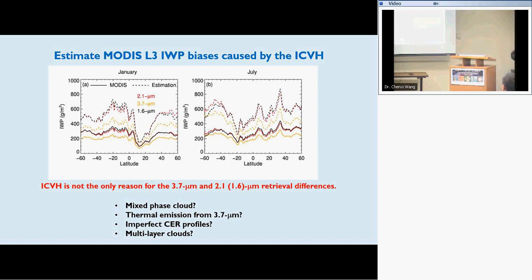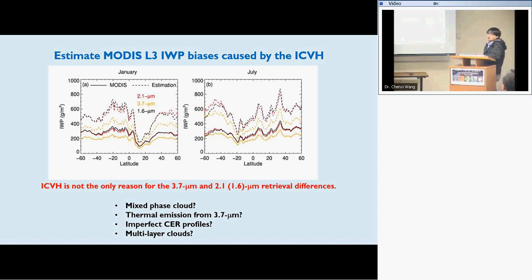But here, let's assume that ICVH is the only reason for the ratio differences between the three. However, if it is, then we should end up with almost identical retrievals after correction. But it is not. You can see that after correction, the 3.7 is still the lowest. So ICVH is not the only reason for the retrieval difference between the three.